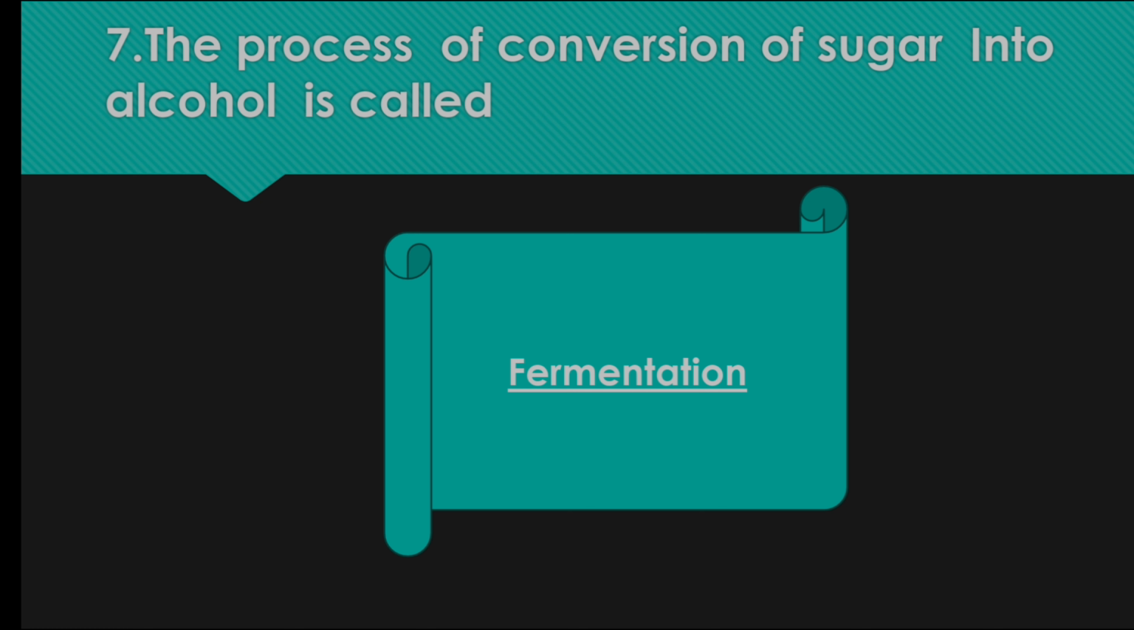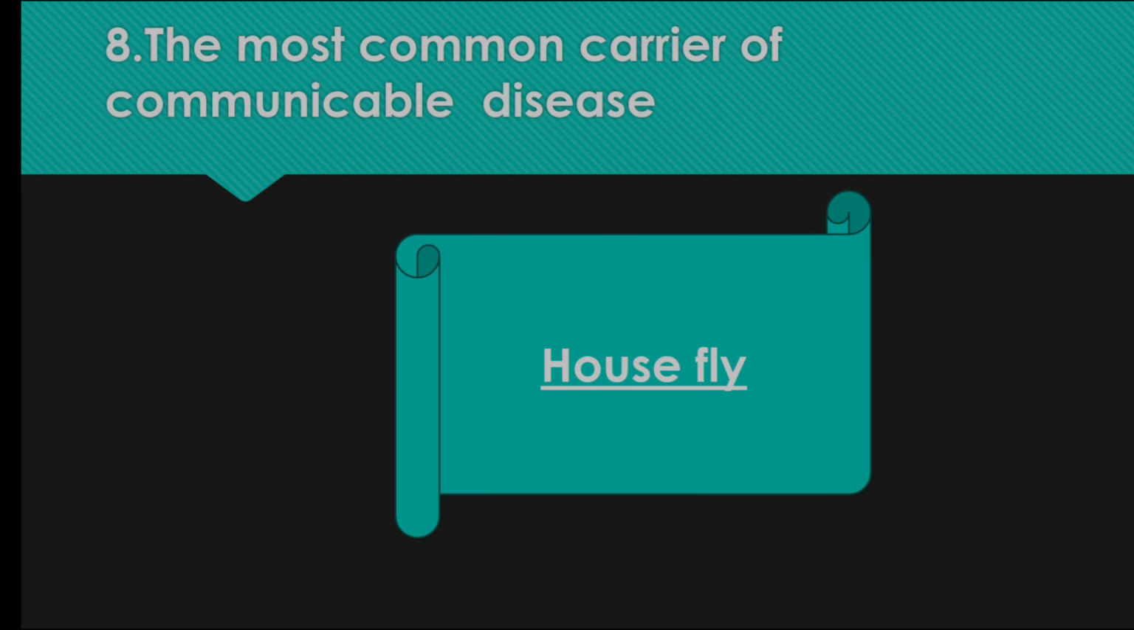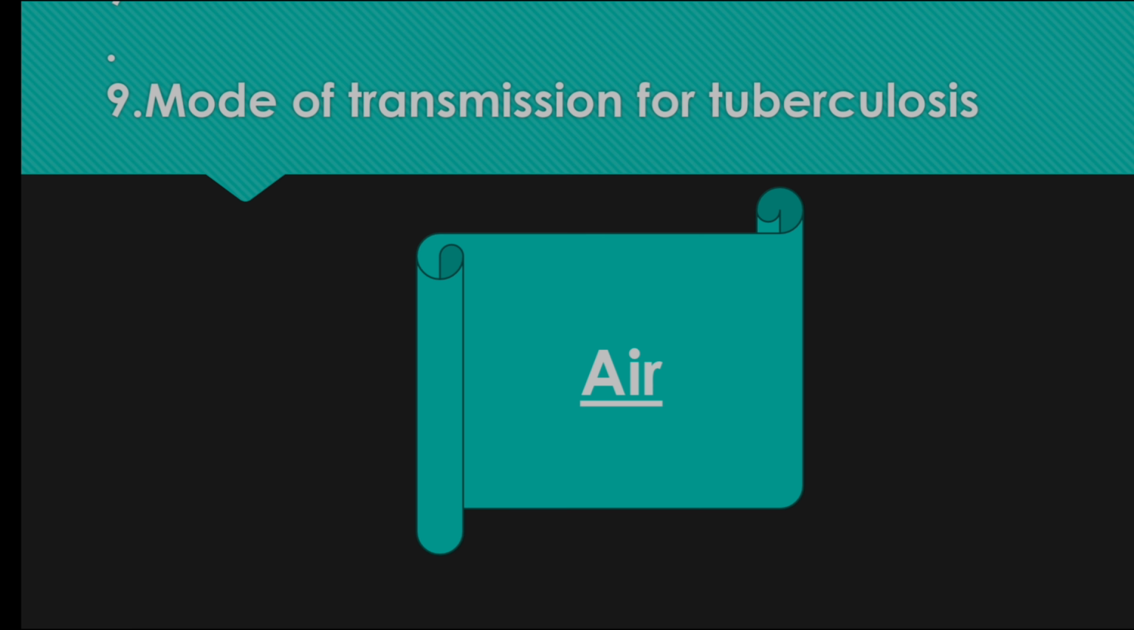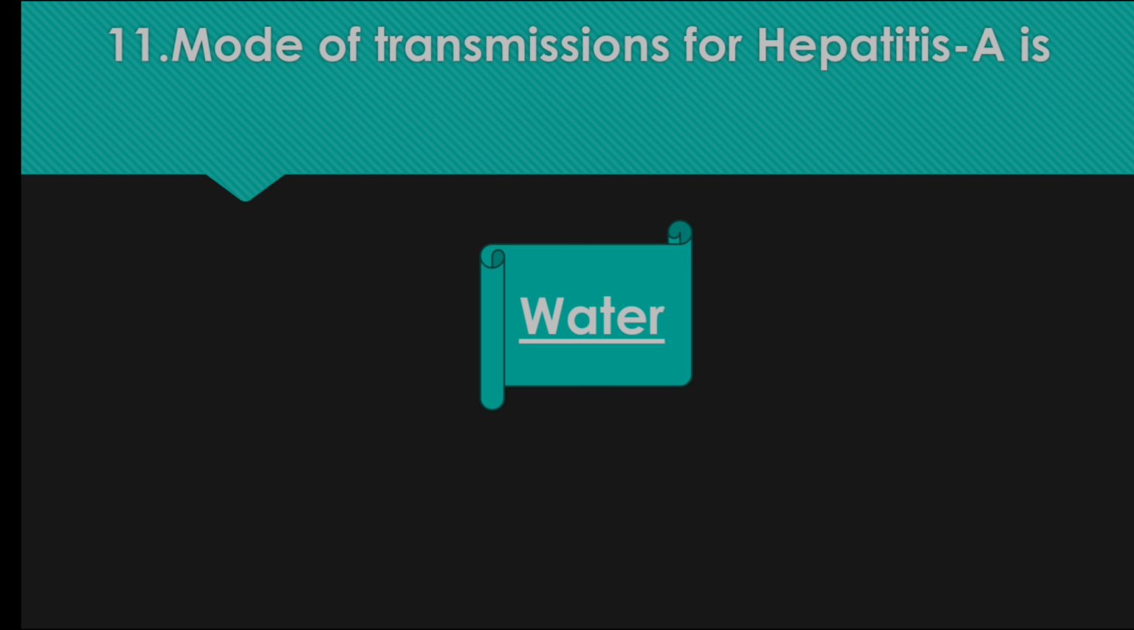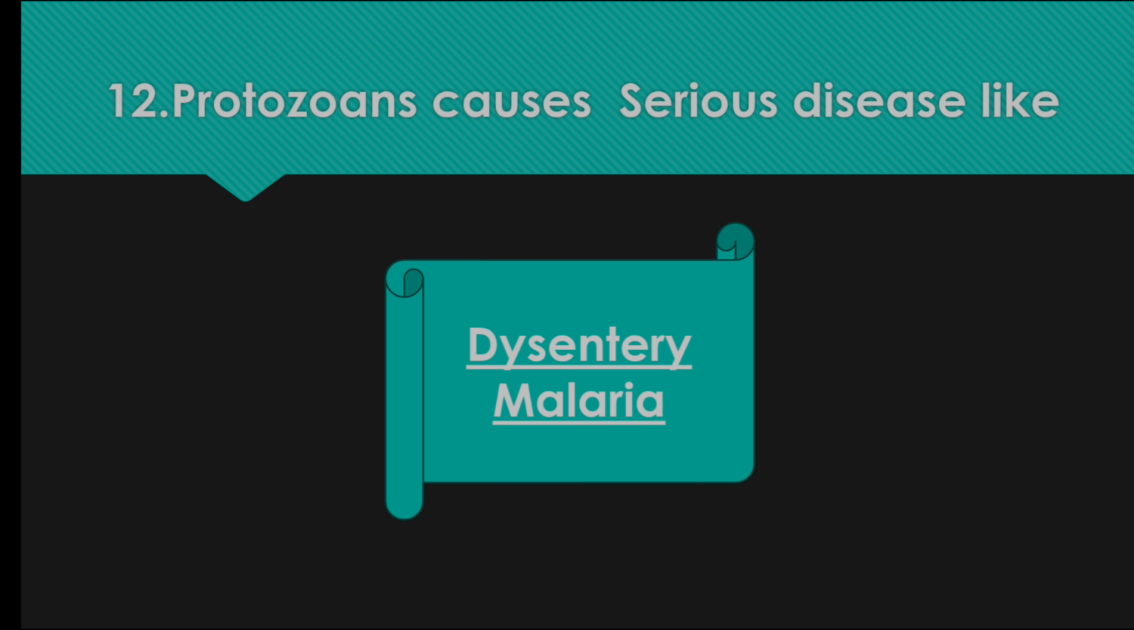The process of conversion of sugar into alcohol is called fermentation. The most common carrier of communicable diseases is the housefly. Mode of transmission for tuberculosis, TB, is air. Some microorganisms are harmful in many ways. Some microorganisms can cause diseases in human beings. Such microorganisms are called pathogens. Simply, disease-causing microorganisms are called pathogens. Mode of transmission for hepatitis A is water. Protozoans cause serious diseases like dysentery and malaria.